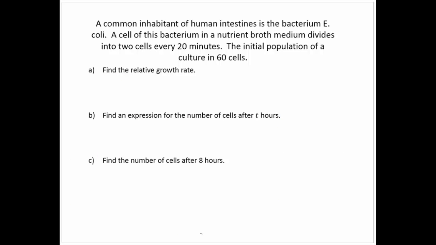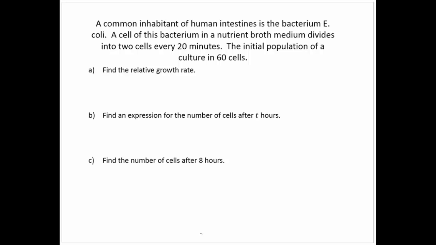All right, so here's an exercise. We're told that a common inhabitant of human intestines is the bacterium E. coli. A cell of this bacterium in a nutrient broth medium divides into 2 cells every 20 minutes. The initial population of the culture is 60 cells. And we're asked several different things about this.